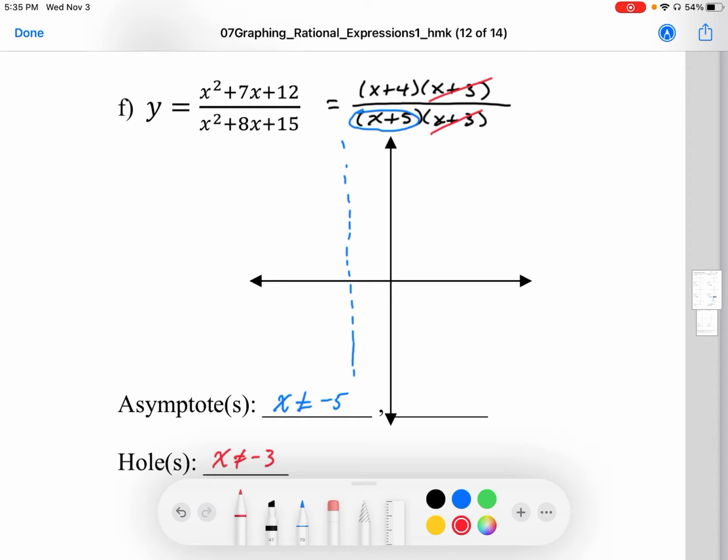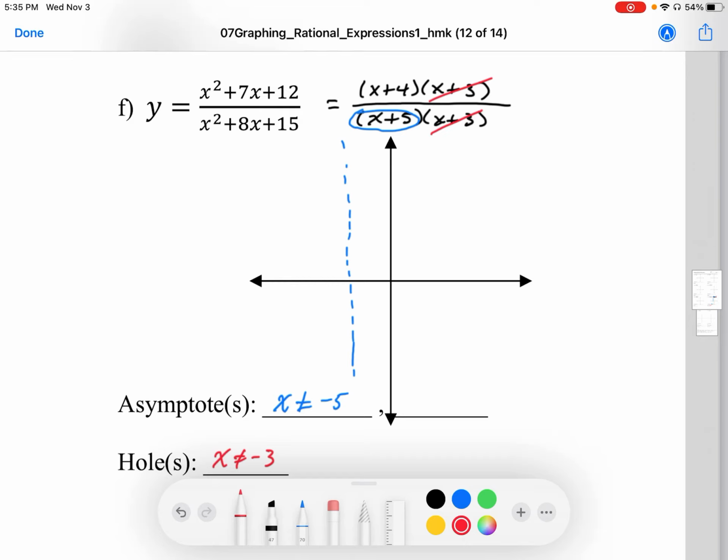So when we draw this in, we need to make sure we draw a hole wherever the negative 3 x value ends up. So these are the restrictions: not equal to negative 5, not equal to negative 3. One happens to be a hole because it cancels. The other happens to be an asymptote because it doesn't cancel.